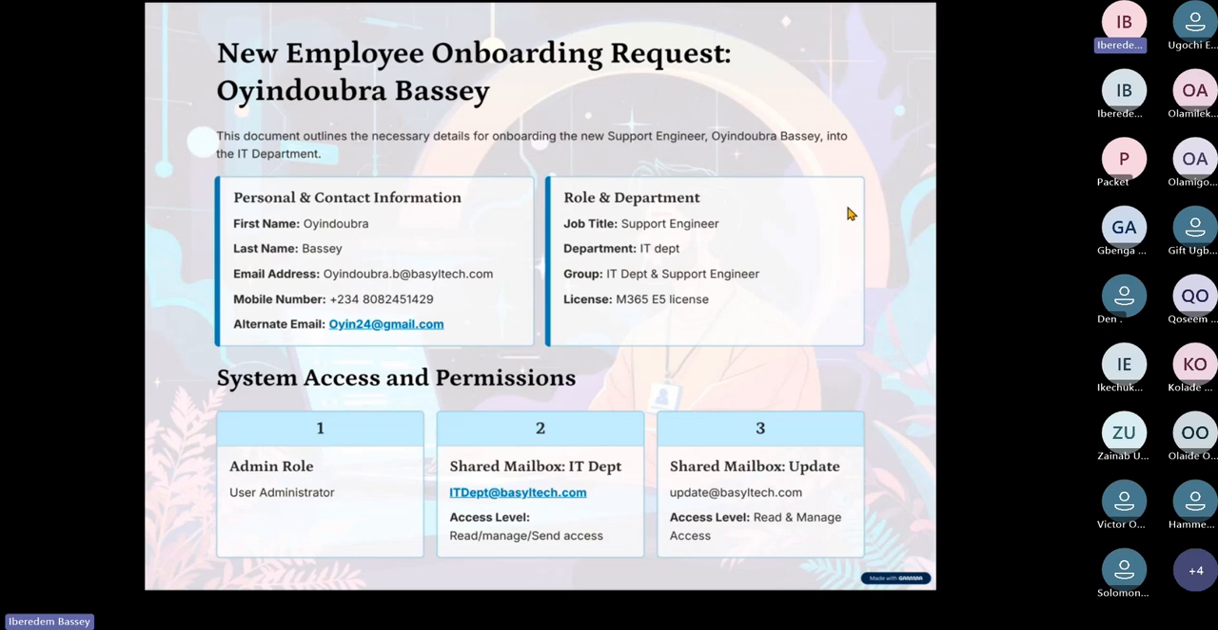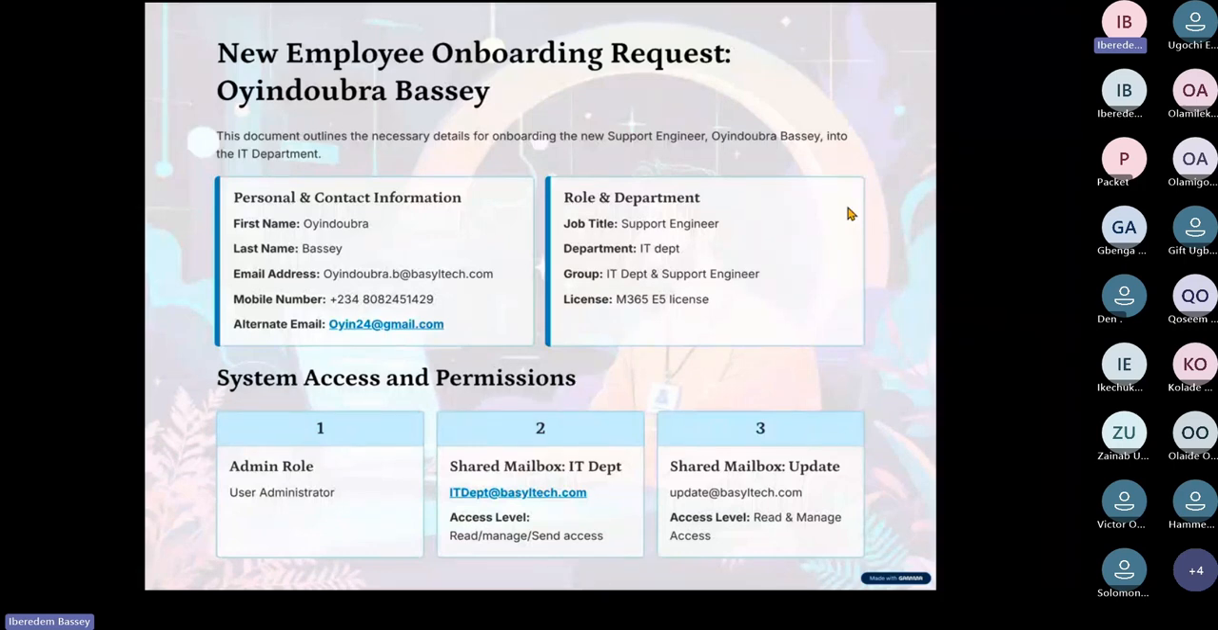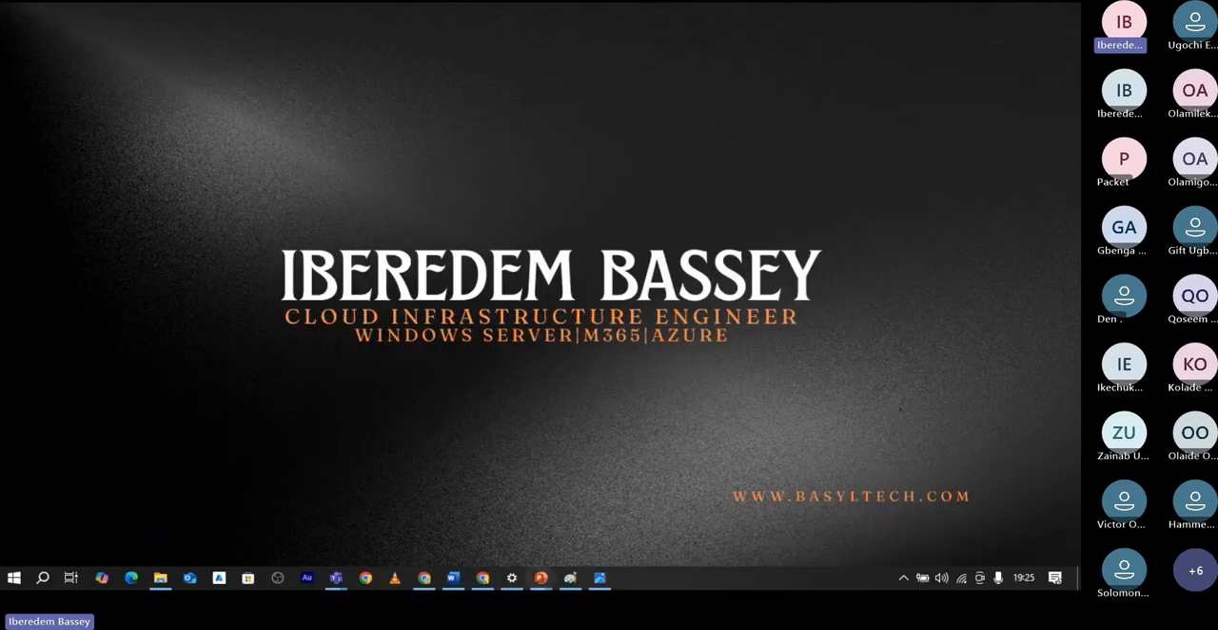Then we have the roles and the department. The job title is support engineer. The department is the IT department. The group the person belongs to is the IT department and the support engineer group. And the license assigned is a Microsoft 365 E5 license. Under the system access and permissions, we're going to be giving the person an administrative role, that is the user administrative role. And then we're going to be assigning the person two shared mailboxes, the IT department shared mailbox and the update shared mailbox. So let's get right into it.